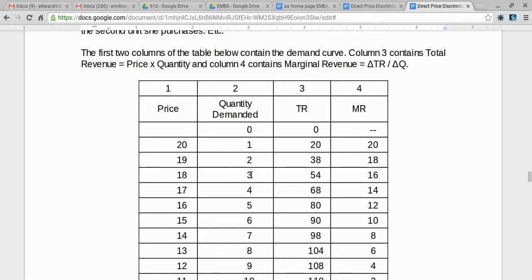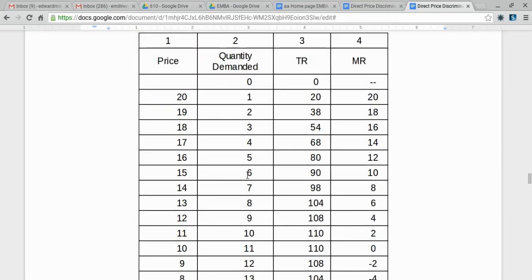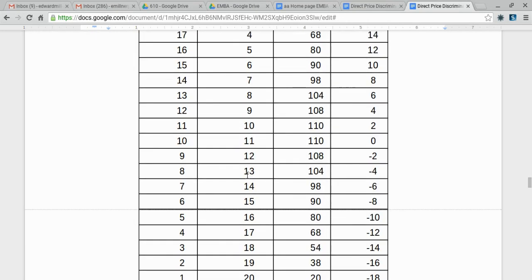When price goes to $18, we now induce customer B to purchase the second unit. Customer B is getting a $1 surplus on the first unit they purchase, and customer A is going to now get a $2 surplus on the unit they purchase, but the total quantity demanded is equal to 3. We continue that process. Every time price decreases by $1, the quantity demanded increases by 1 unit.